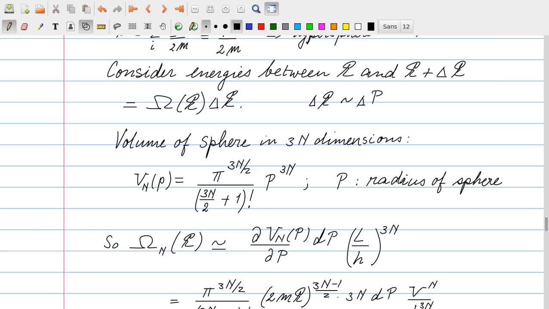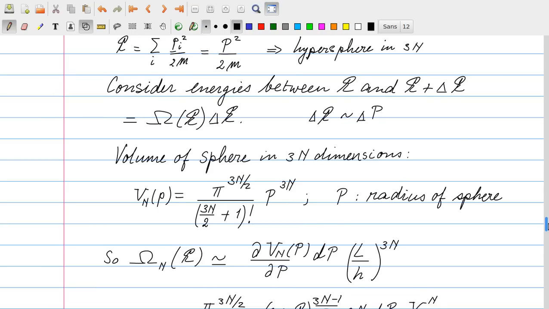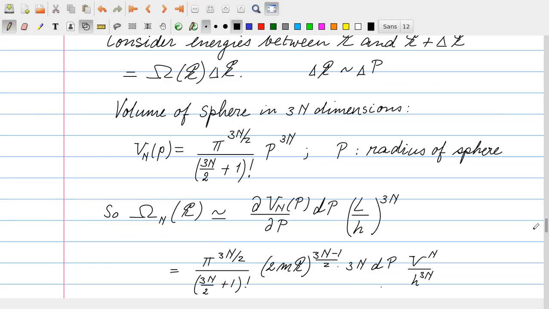Now we are not interested in the number of points inside the sphere, but we are interested in the number of points in the spherical shell with thickness dp, and we can find that by taking the derivative of this volume, and then we multiply by dp, so this is the shell volume.